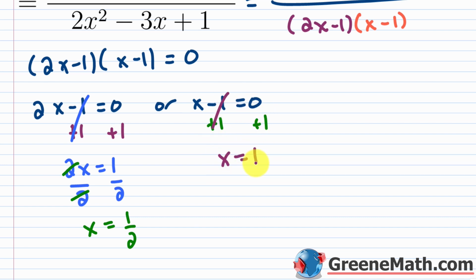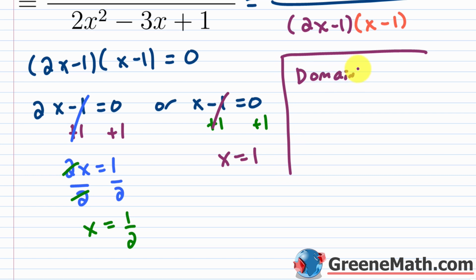So if you think about the domain for the original rational function, let me put this over here. The domain, we would say, is the set of all x such that x is not equal to 1 half, and also it can't be 1.